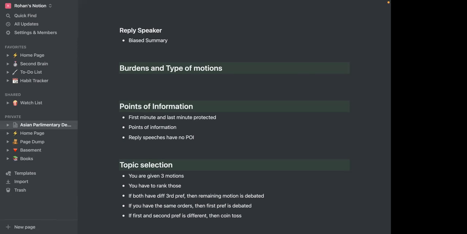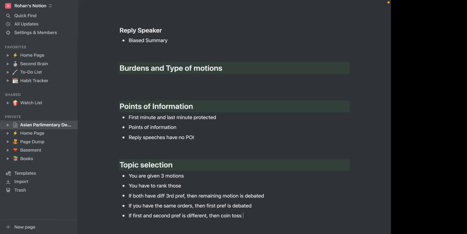So you have 5 minutes to order your motions and decide your preferences. Then coin toss or whatever happens. Then you finalize a motion. Then you have those 25 minutes of preparation that I initially talked about, where you go ahead and prepare for 25 minutes and try to think of arguments. That is the end of the session.